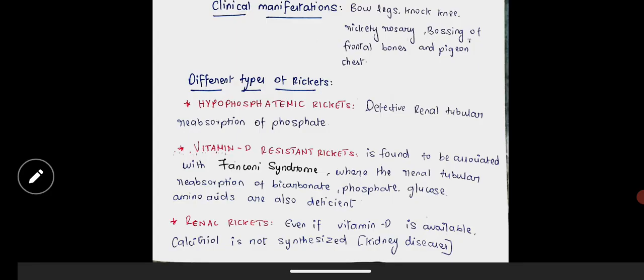Renal rickets is where even if vitamin D is available, calcitriol is not synthesized. Why? It's simple actually. In the kidney, 1,25 DHC, which is nothing but calcitriol, is formed from 25 DHC through 1 alpha hydroxylase, right? It is an enzyme in the kidney. I showed you, 1 alpha hydroxylase. Deficiency of that enzyme will lead to deficient synthesis of calcitriol. So if 1 alpha hydroxylase is not available, calcitriol is not formed, which leads to renal rickets.